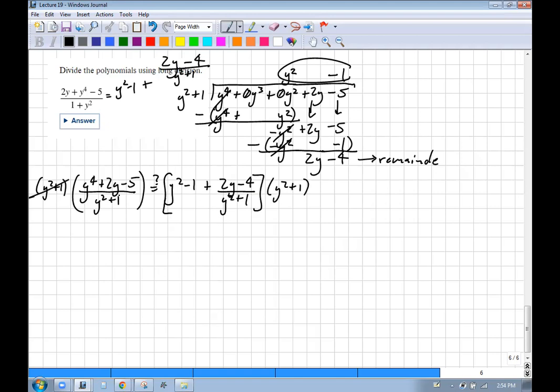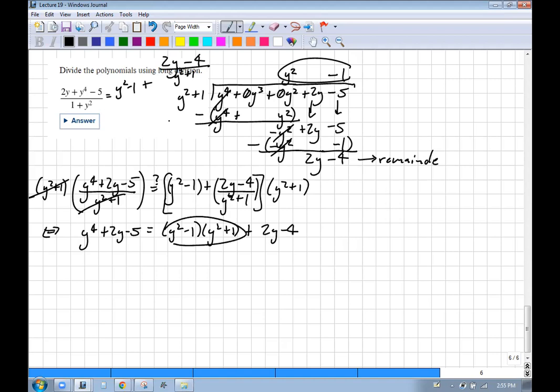On the left-hand side, those go away. So what I have here is a y to the fourth plus 2y minus 5. And over here, I'm going to put some parentheses in here just for fun. This times this, we have y squared minus 1 times y squared plus 1, plus this times this, in which case those would just cancel and you're just left with a 2y minus 4.